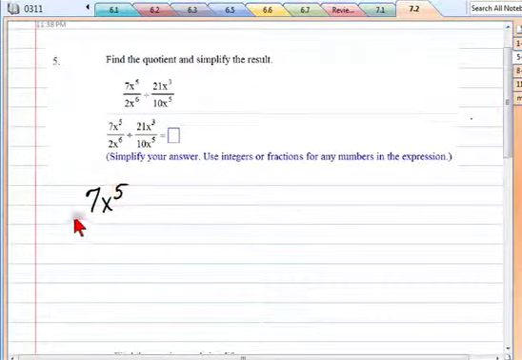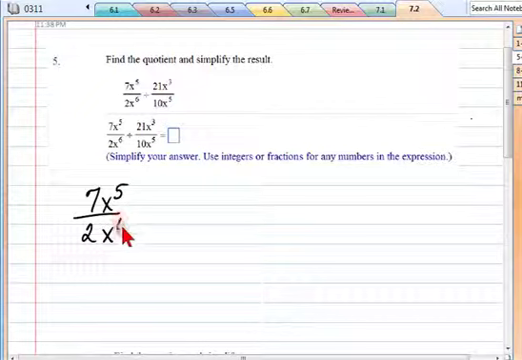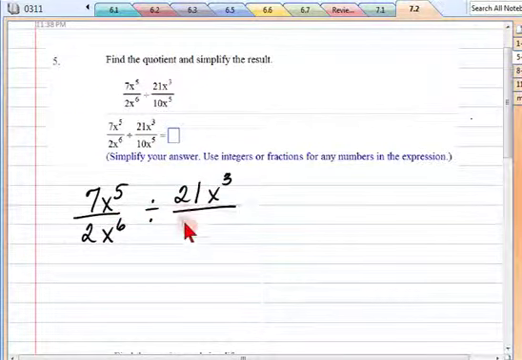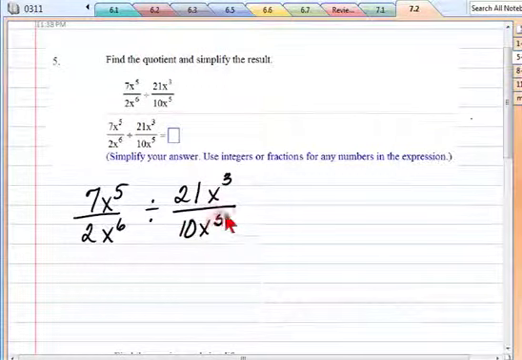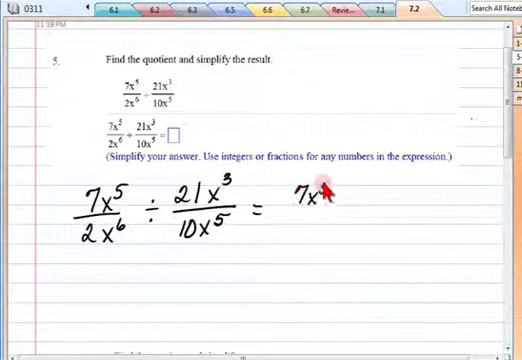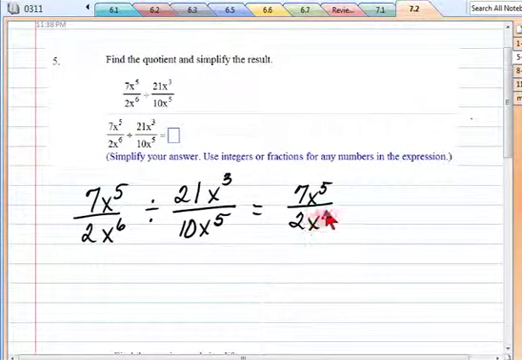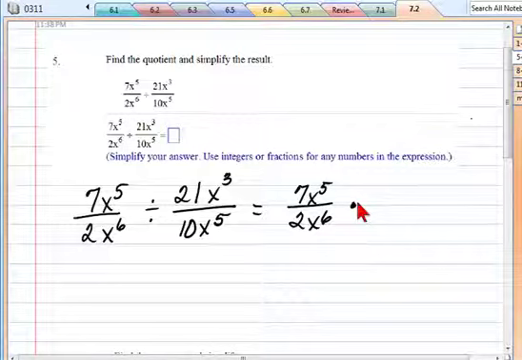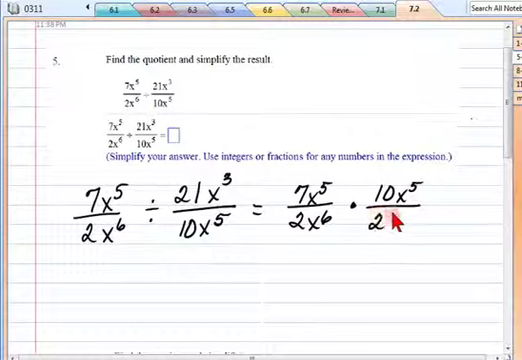7x to the 5th over 2x to the 6th divided by 21x to the third over 10x to the fifth. Because it's division, what's my first step? All right, I've got to keep 7x to the fifth over 2x to the sixth, change it to multiplication, flip the second fraction, so it is 10x to the fifth over 21x to the third.